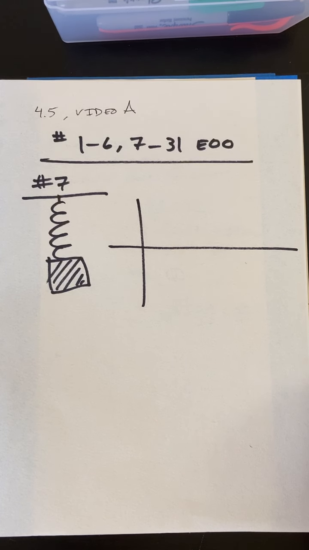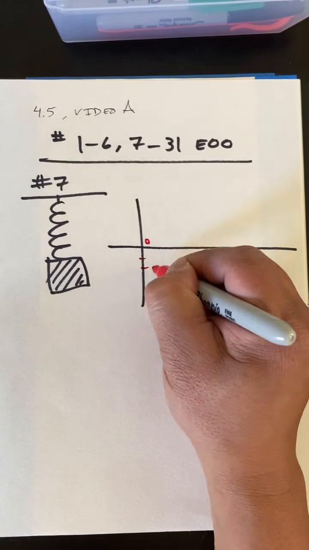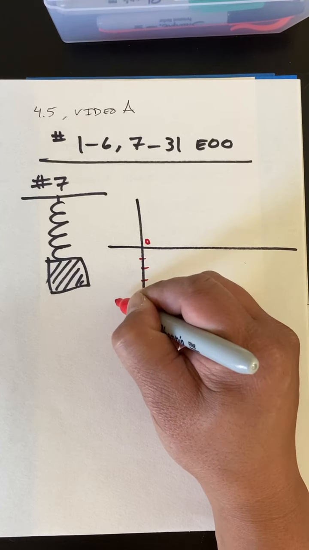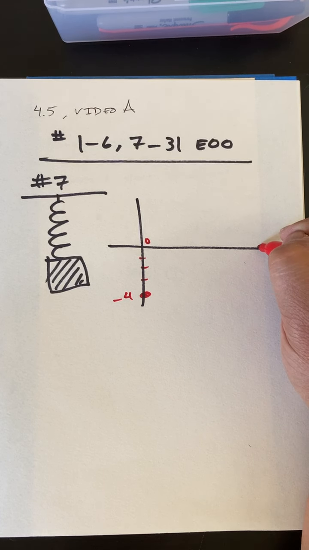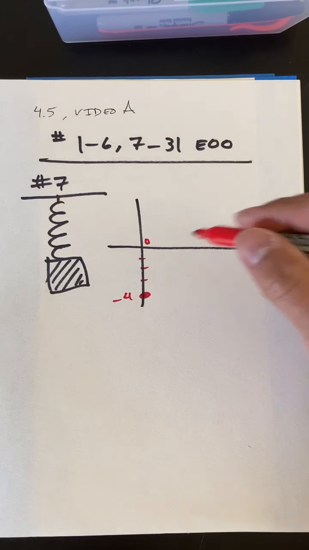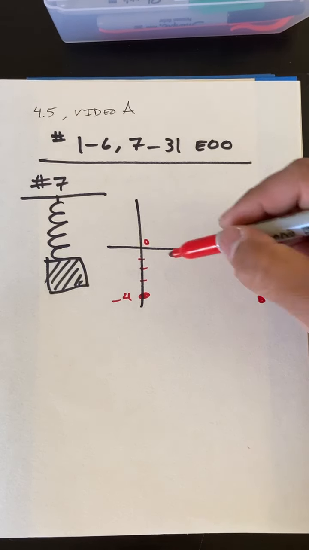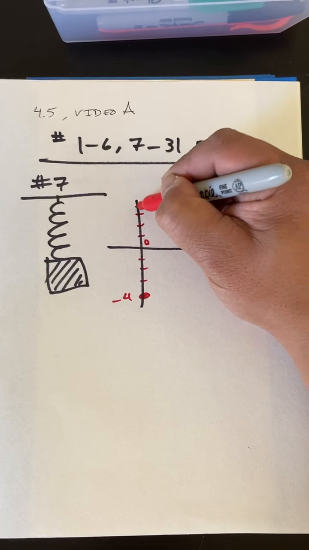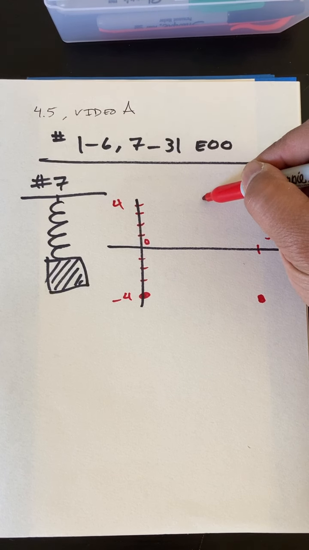Okay, the problem says it is pulled down a distance of 4 units. So we're going to start at time 0, 1, 2, 3, 4 units down, at -4. And then it finishes a whole oscillation in 3 seconds. So starting here, I'm going to finish right there.